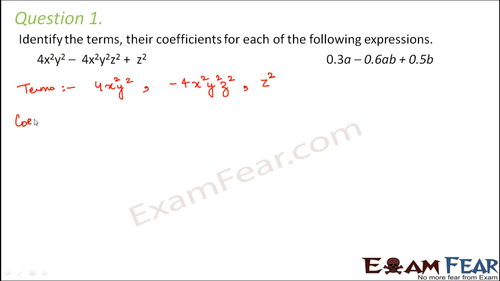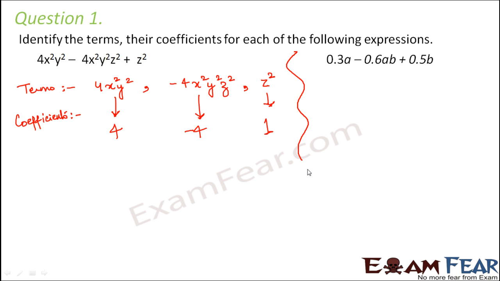Now you also need to tell their respective coefficients. Coefficients are the numeric factors. If you look at the first term, which is the numeric factor? It is 4. Focus on the second term. The numeric part of the second term is minus 4. The numeric part of the third term is 1. Therefore 4, minus 4 and 1 are the coefficients of the terms respectively.